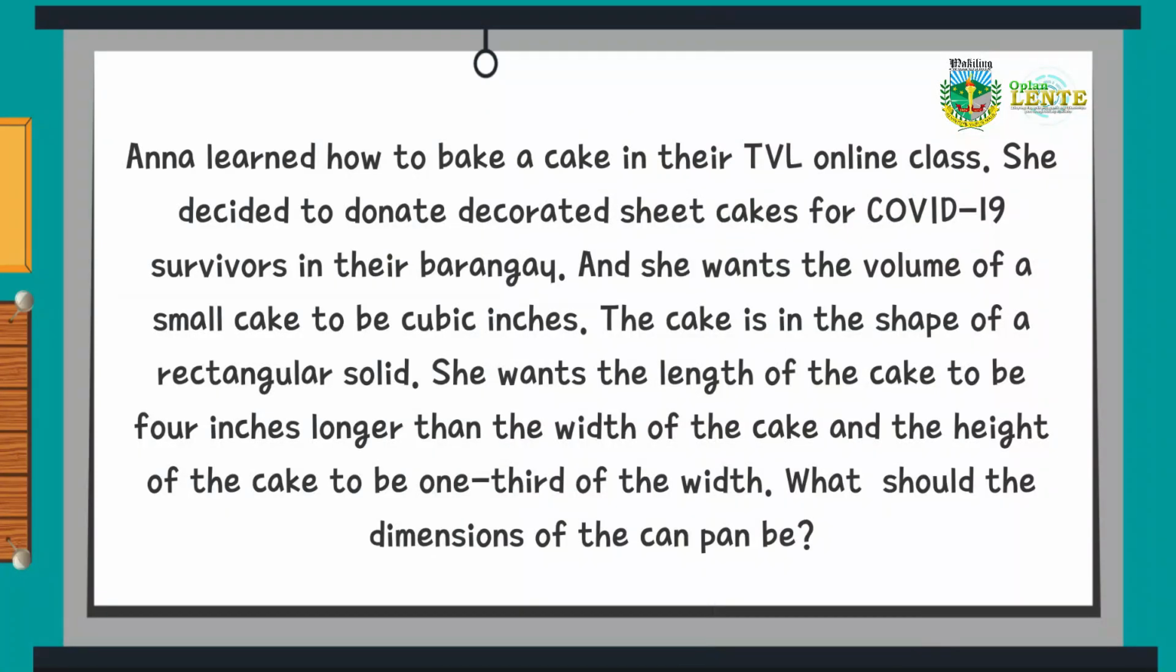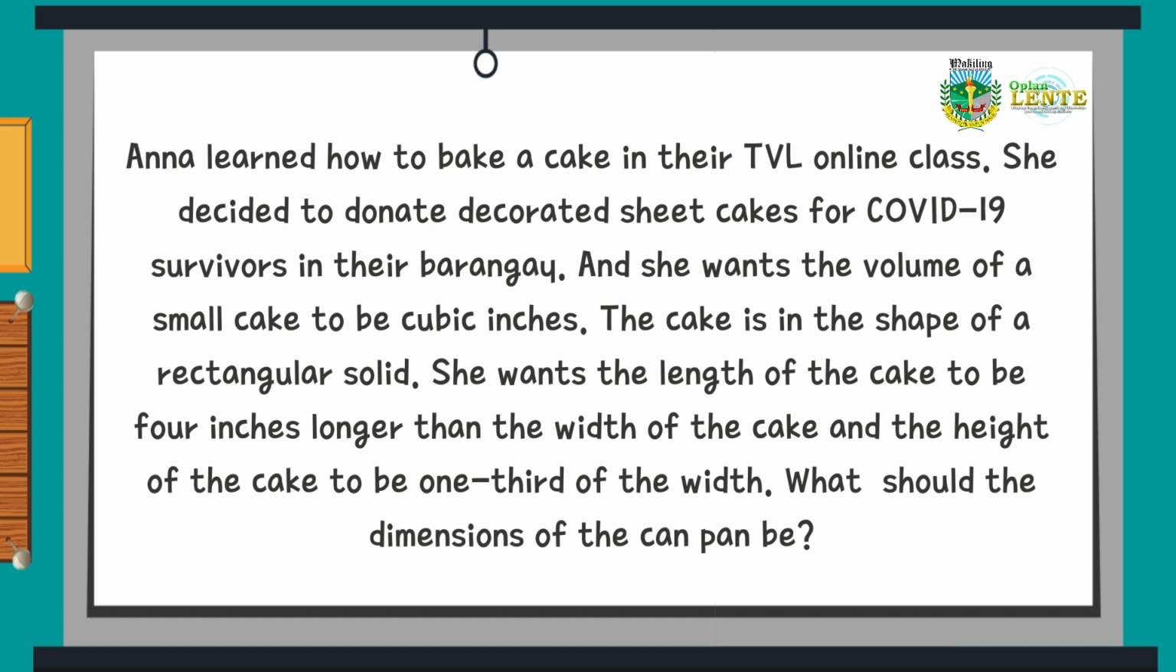Hannah learned how to bake cake in their TVL online class. She decided to donate decorated sheet cakes for COVID-19 survivors in their barangay. And she wants the volume of a small cake to be 351 cubic inches. The cake is in the shape of a rectangular solid. She wants the length of the cake to be 4 inches longer than the width of the cake and the height of the cake to be 1/3 of the width. What should be the dimensions of the cake pan?